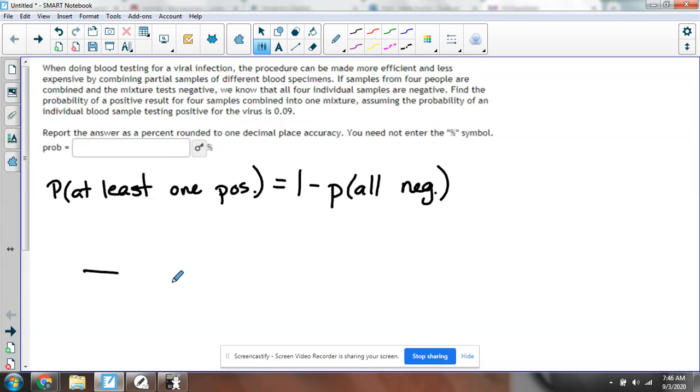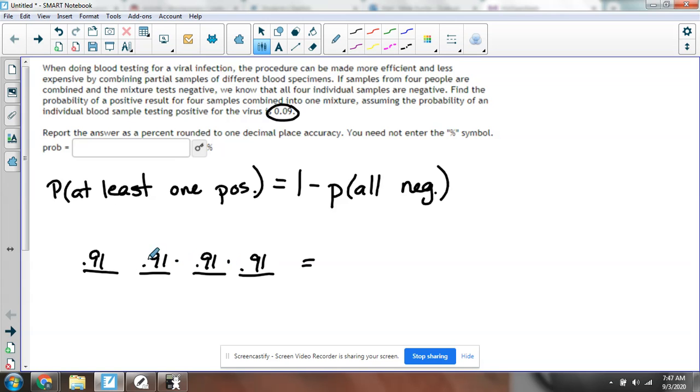So if I have 4 samples, I want to know the probability that they're all negative. Well, the probability of being positive is 0.09. So the probability that the first one is negative is the rest of that. Subtract that from 1, you get 0.91. Probability the second one's negative is 0.91, 0.91, 0.91.